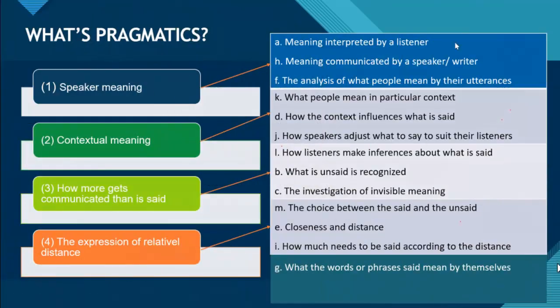So in terms of the speaker meaning, we know that in order to understand the meaning interpreted by the listener, the meaning communicated by speaker or writer, the analysis of what people mean in the utterances, and then we have the contextual meaning. The first one is what people mean in a particular context, how the context influences what is said, and the last one, how the speaker adjusts what to say to suit their listeners. And you can have some other characteristics belonging to group 3, how more gets communicated than is said, and group 4, the impression of relative distance.